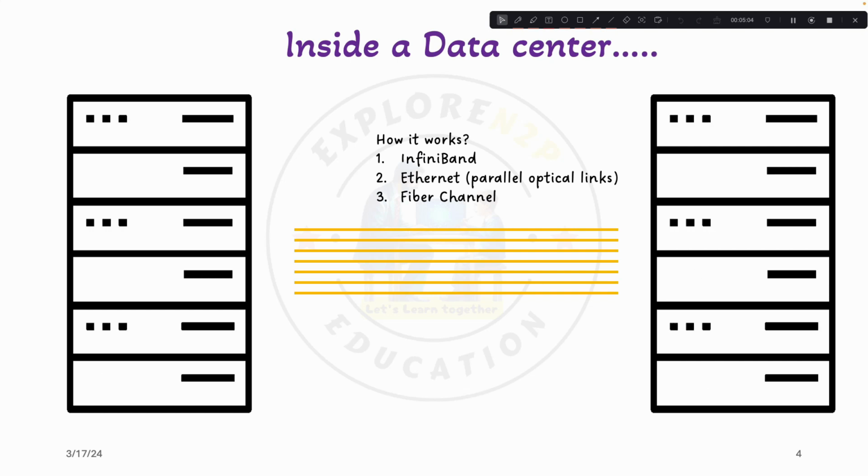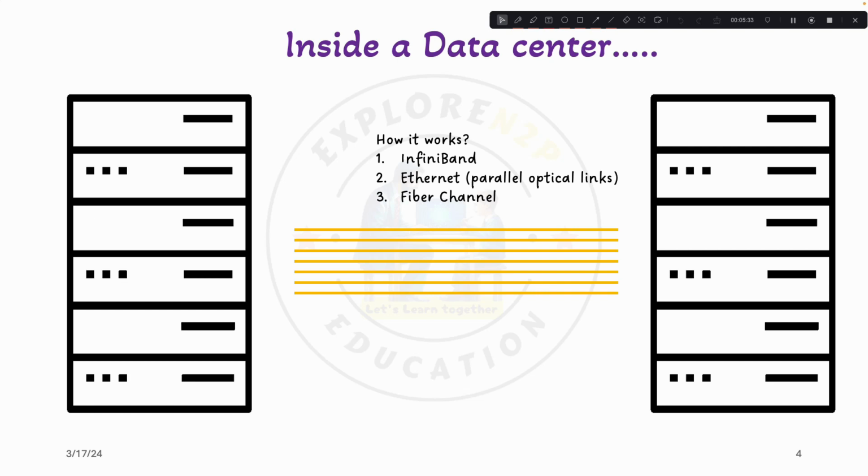Of course, we can use the same standard Ethernet protocol, because all the standard Ethernet protocols like 40G and 100G have the technology embedded in the standard definition for sending data across parallel optical links. And the third one is Fibre Channel. Fibre Channel is another protocol which is predominantly used in SAN networks, storage area networks.